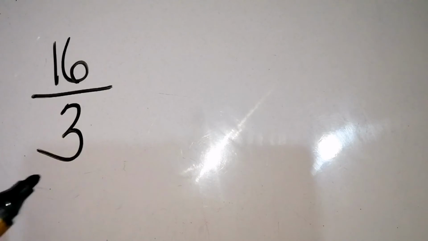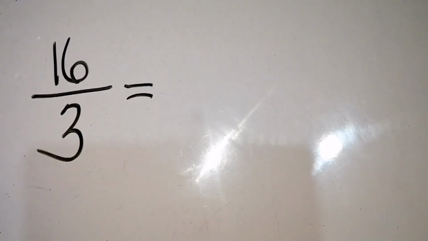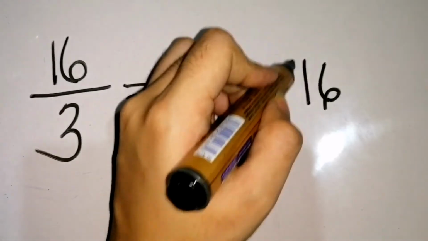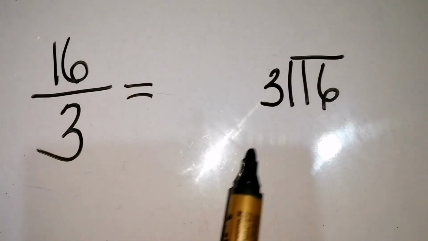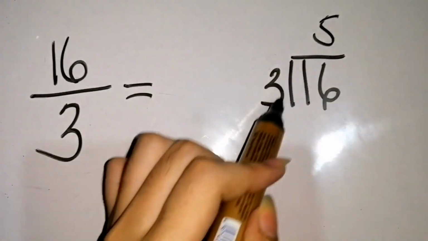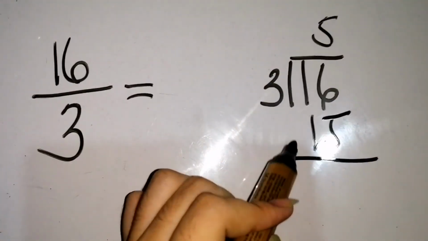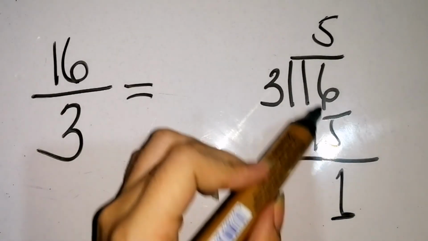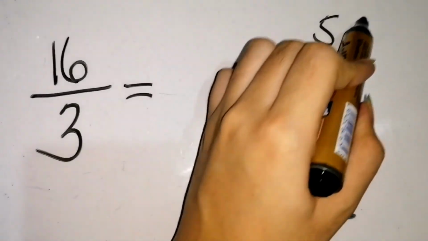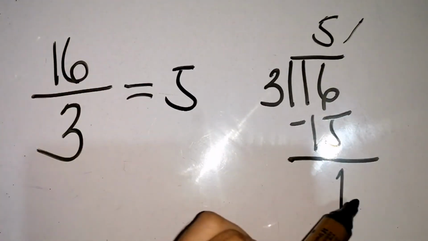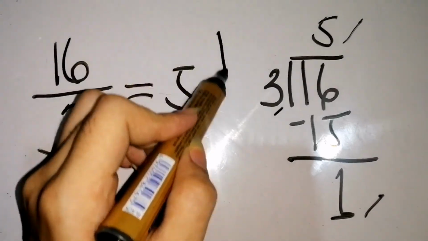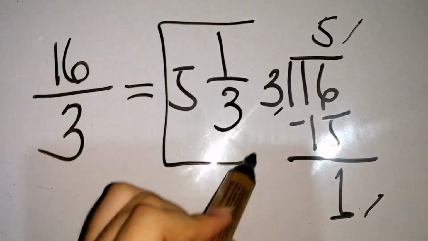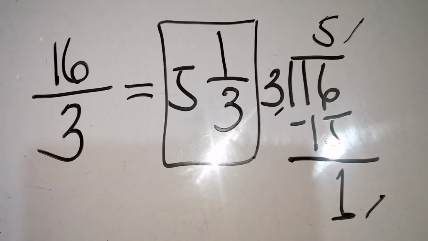For our last example, let's have 16 over 3. That is equal to 1. So dividing 16 by 3, there are actually 5. 5 times 3 is 15, and the remainder between these two is 1, or the difference between these two is 1. So therefore we have 5 wholes and a remainder of 1 over 3. So this one now is our mixed number.